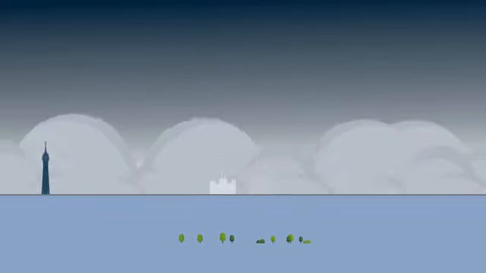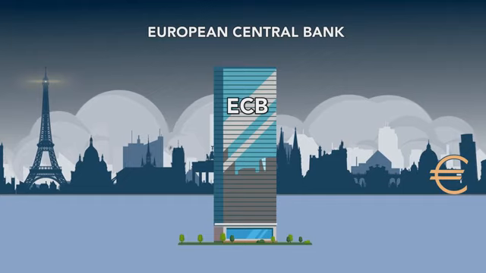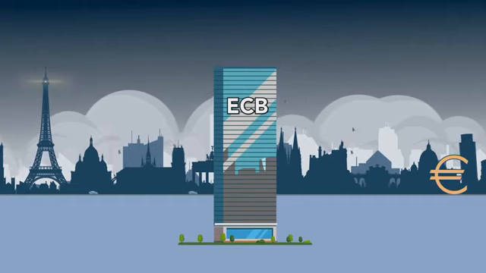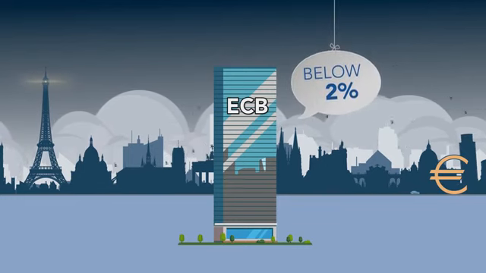The European Central Bank, quite simply, the central bank for countries in the Eurozone. Its governing council is responsible for controlling inflation, with a target of just below 2%. But how does it do that?